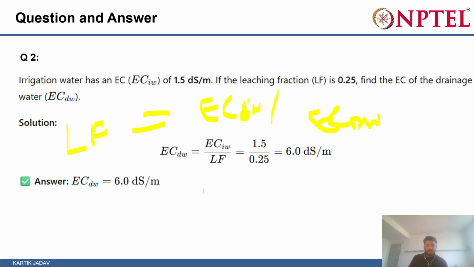So always remember that leaching fraction is from 0 to 1. If we are presenting it in percentage, it is 0 to 100, and it is defined as EC of irrigation water divided by EC of drainage water. We need to identify EC of drainage water, so it is EC of irrigation water divided by the leaching fraction.